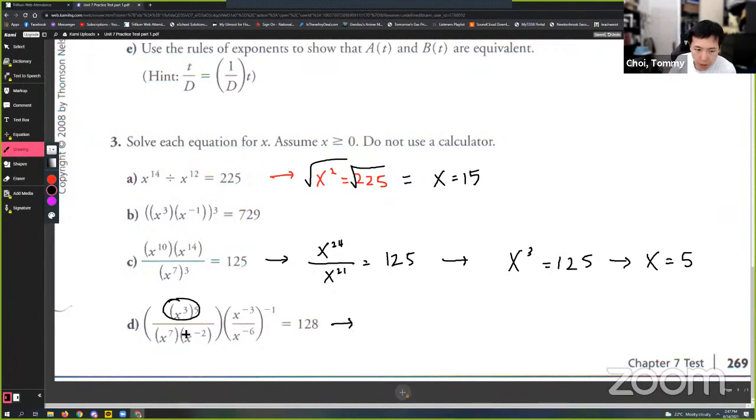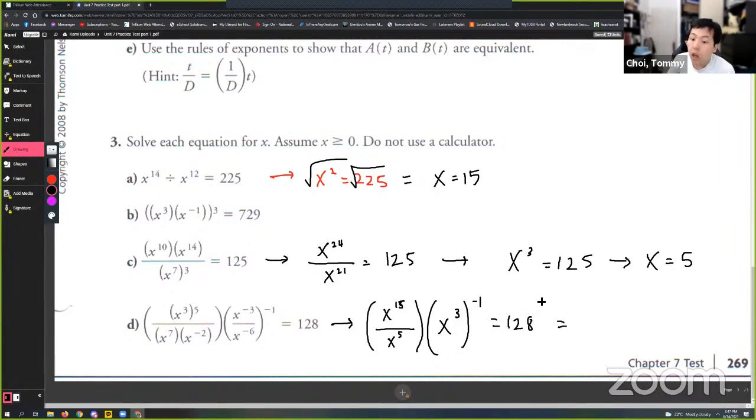So what happens here? We can do this and this first, as well as here. These are all separate exponent laws that we can do all at once on the same step. So x to the power of 15 over x to the power of 5. And then on the next bracket, -3 minus -6 is x to the power of 3 to the power of -1. And what does -1 do? It flips it. So we get x to the power of 15 over x to the power of 5 times x to the power of -3 when we multiply it in first.